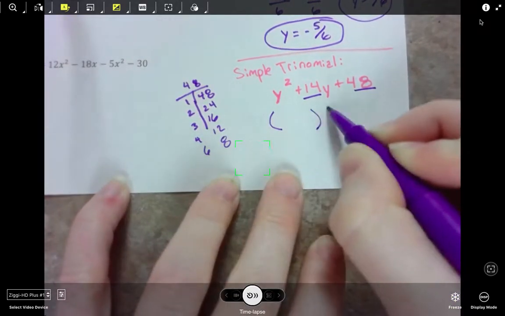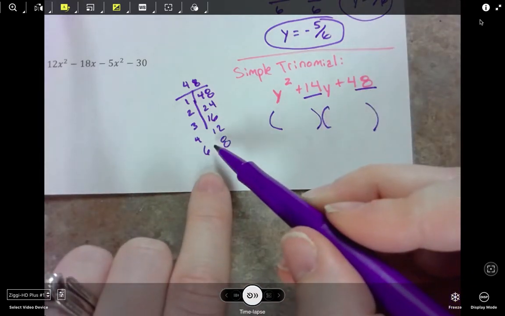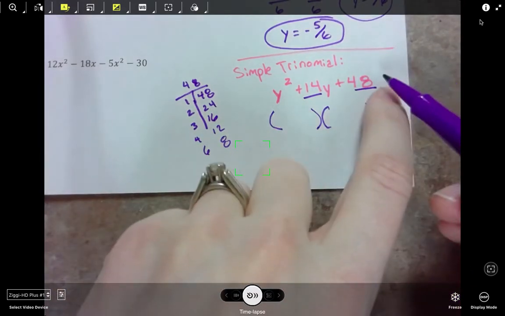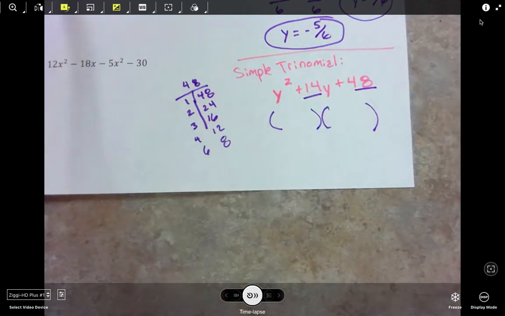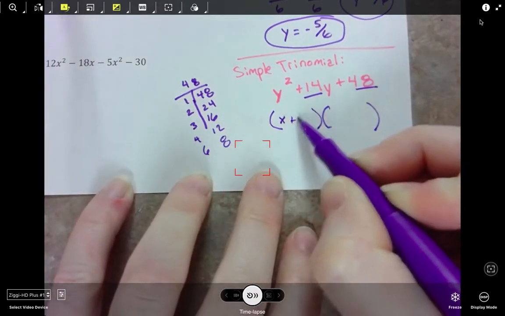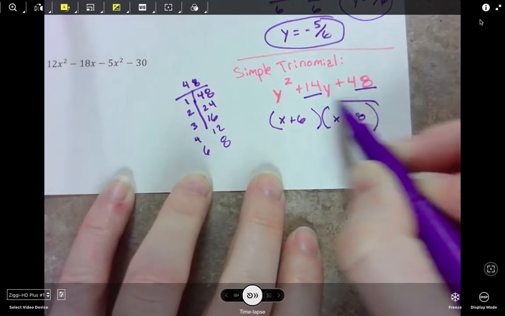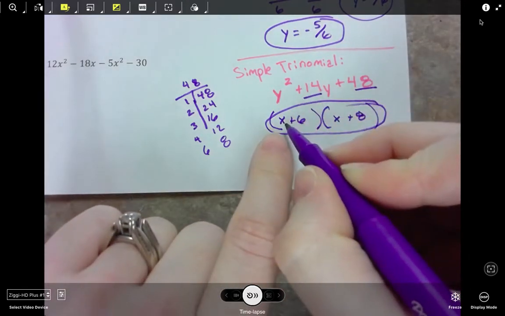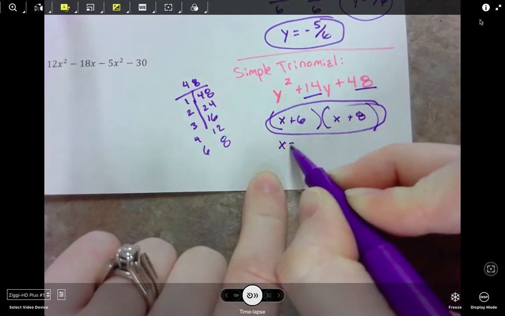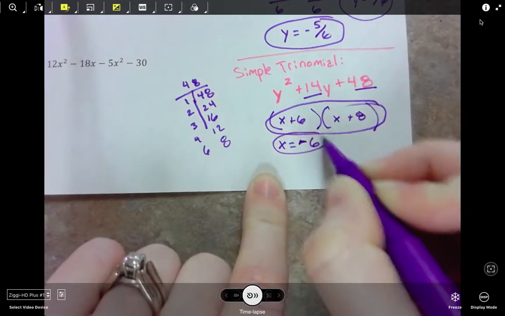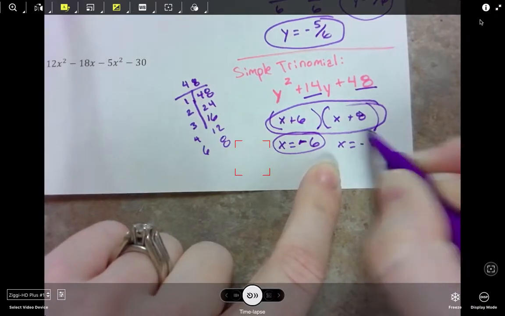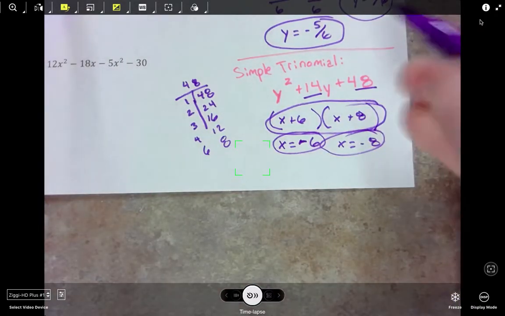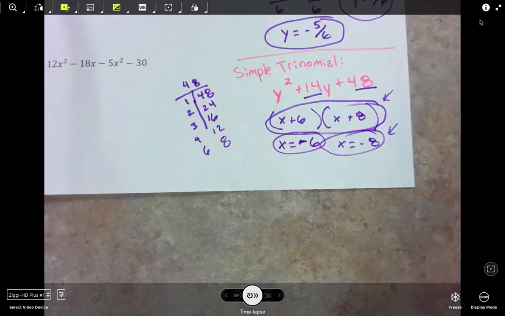So what I do is it's got to be a positive 6 and a positive 8 to give me positive 48 when I multiply them and a positive 14 when I add them. So it's just going to be y plus 6 and y plus 8, and that's what it looks like completely factored down. Okay. If you set both of those equal to 0, like if I set y plus 6 equal to 0, y equals negative 6, and y equals negative 8 when I move those over. Okay. So you can either write it just in the factored form, or you can write it setting equal to 0. I will take both of the answers. Okay. All right, the last one, I'm going to put it over here.